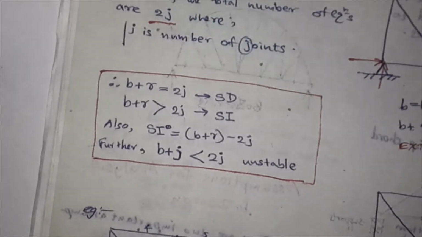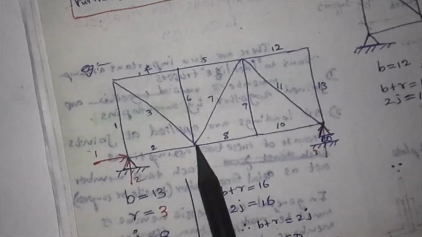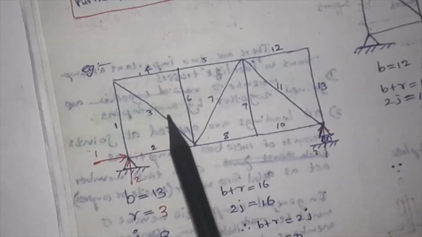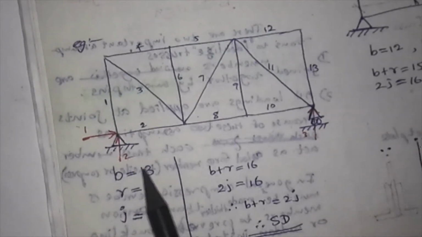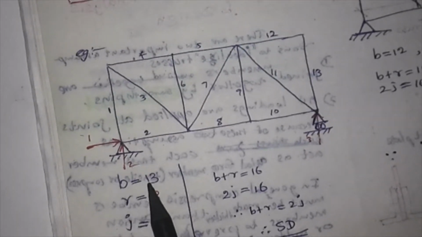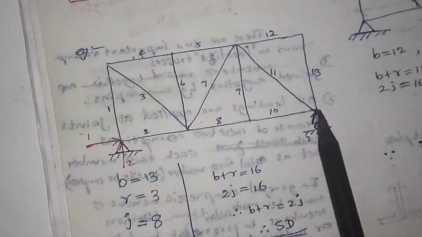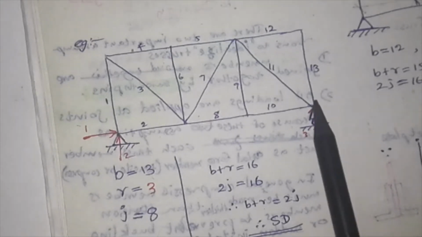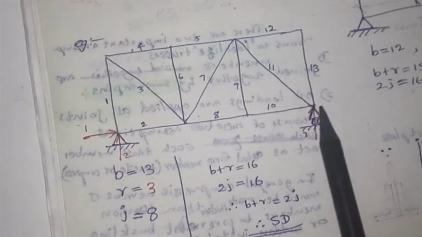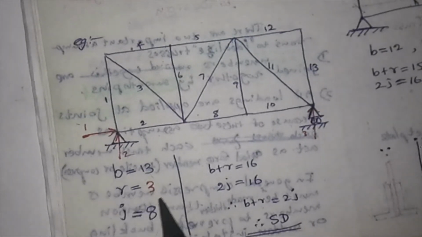Now we can shift to some examples. Here you have this example of a truss: 1, 2, 3, 4, 5, 6, 7, 8, 9, 10, 11, 12, 13. Yes, you have 13 members. So B is 13, the number of bars. R is the number of external reactions. You have a roller support here, so the unknown is this reaction. No reaction in the horizontal direction. You have a pin support, so you have 2 reactions. So the number of reactions is 3.